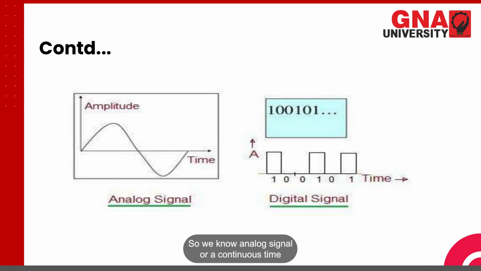So in an analog signal or a continuous time signal, the signal varies continuously with respect to time at every instant of time within a range of time. But in discrete, only discrete values will be there. Now the example for a digital signal is 100101. So 1 is represented by a high level and 0 is represented by a low level.